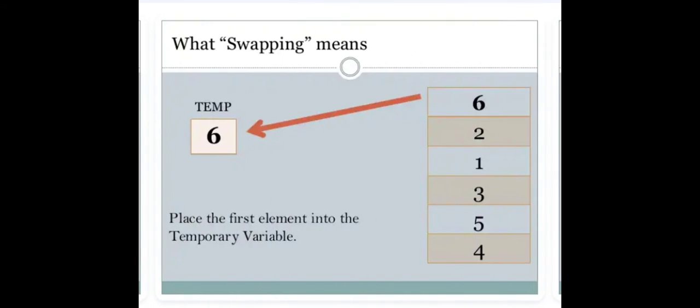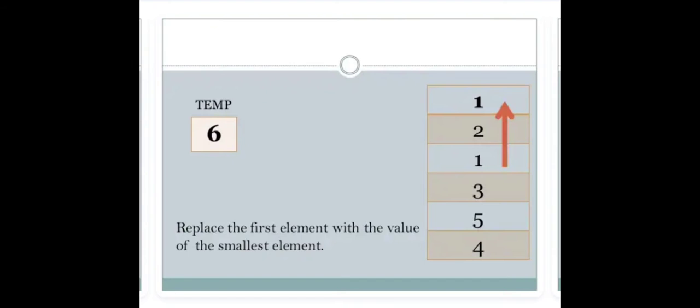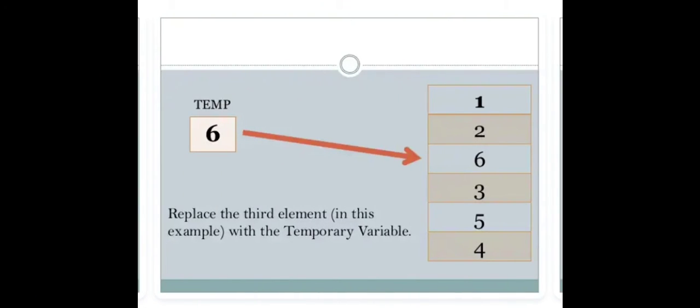First, place the first element into the temporary variable. Replace the first element with the value of the smallest element. Replace the third element in this example with the temporary variable.